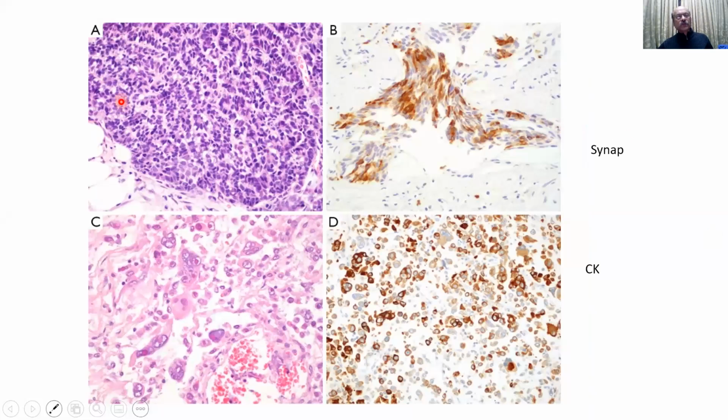This is the small cell neuroendocrine carcinoma, and this one is pleomorphic giant cell carcinoma. Pleomorphic giant cell carcinomas are pan-keratin positive. So they are actually diagnostic criteria. They must have a positive pan-keratin.